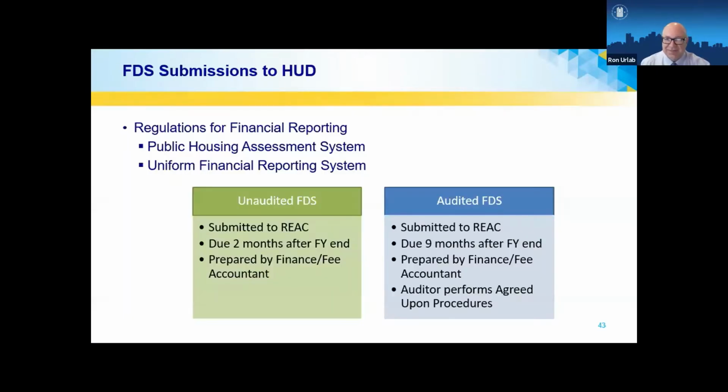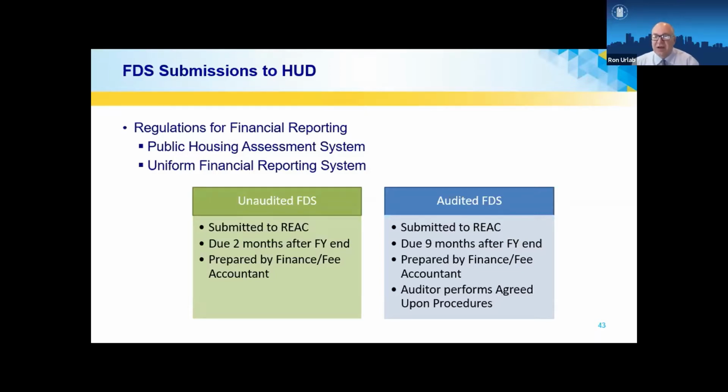Great, thanks, Margaret. All right, so we're talking a little bit about some of the audits here, and really from a financial perspective, there's a set of rules basically called UFRS, right?